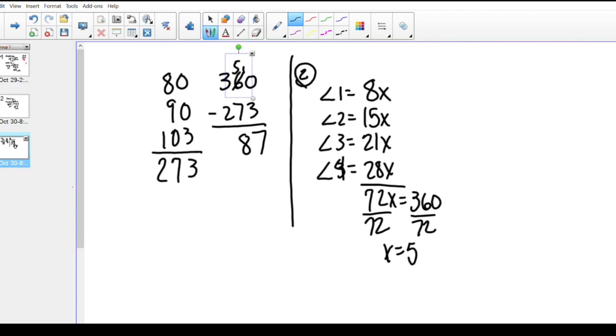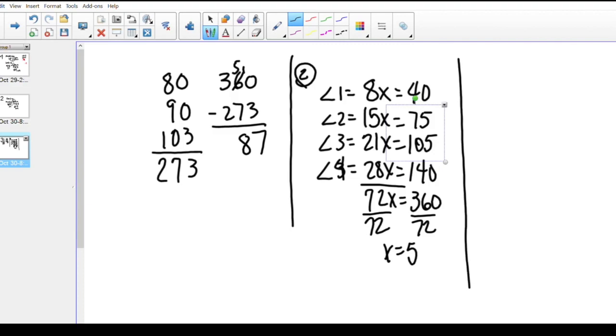5. Well, then what's 5 x's? No, what's 8 fives? What's 15 fives? What's 21 fives? And then what's 28 fives? Is that 140? Yes, sir. And that's number 2. Can you handle it? On your next test, that is on there. You got it? Okay. Let's go to number 3.